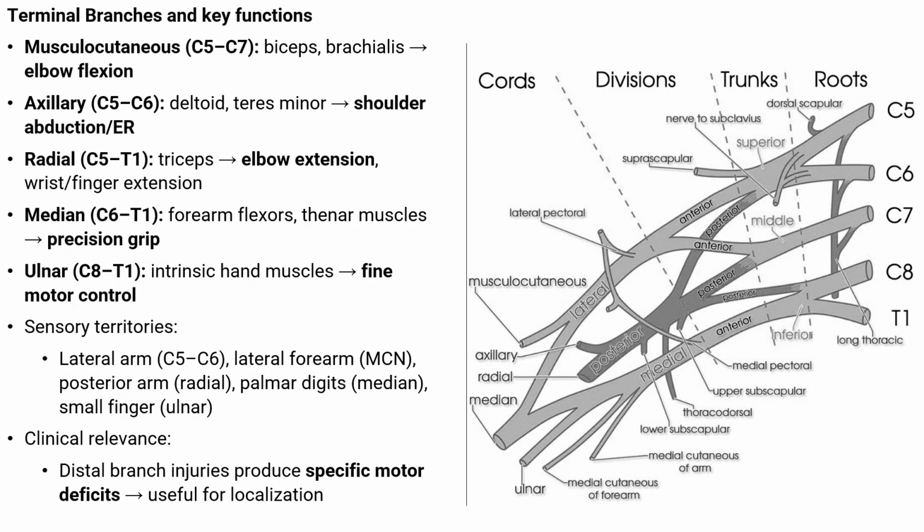The brachial plexus ends in 5 key nerves, each controlling specific movements and sensations. The musculocutaneous nerve flexes the elbow, the axillary nerve lifts and rotates the shoulder, and the radial nerve extends the elbow, wrist, and fingers. The median nerve enables thumb and finger flexion for precision grips, while the ulnar nerve powers fine movements of the hand's small muscles. Each nerve also carries sensation from distinct areas of the arm and hand. Because distal injuries produce specific motor and sensory deficits, knowing these patterns is essential for accurately localizing nerve damage.